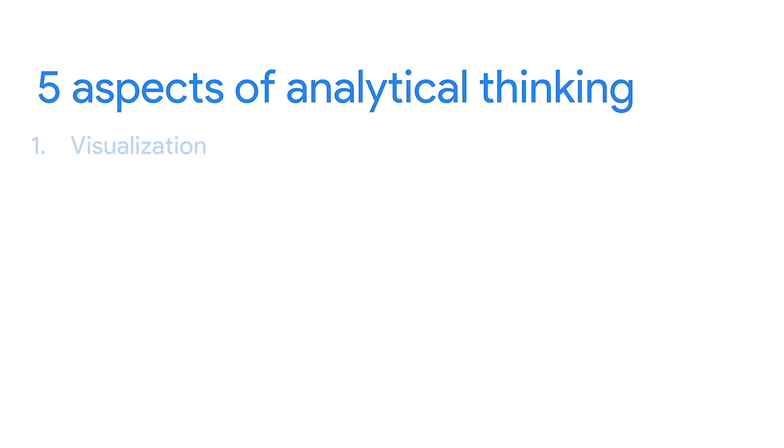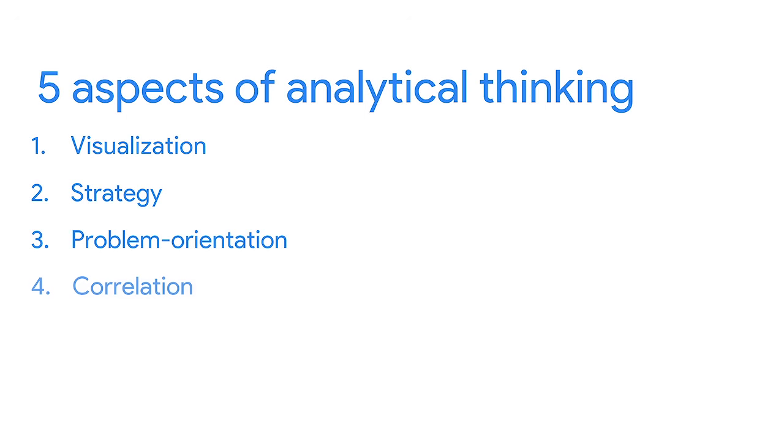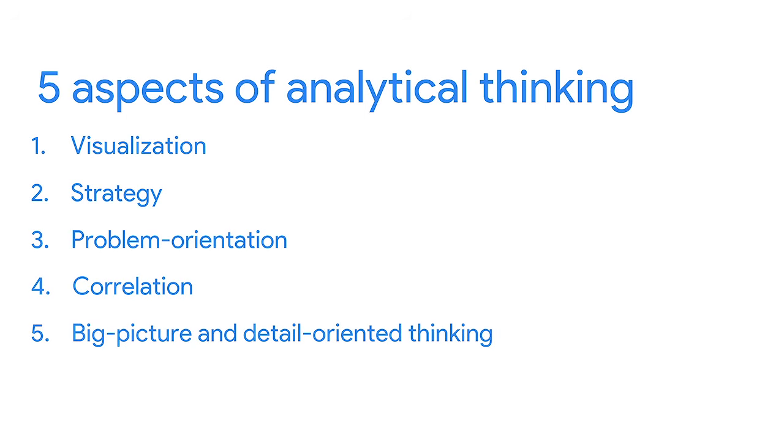There are all kinds of problems in the business world that can benefit from employees who have both a big picture and a detail-oriented way of thinking. Most of us are naturally better at one or the other, but you can always develop the skills to fit both pieces together. And now that you know the 5 aspects of analytical thinking, visualization, strategy, problem orientation, correlation, and big picture and detail-oriented thinking, you can put them to work for you when you're working with data. And as you continue through this course, you'll learn how.